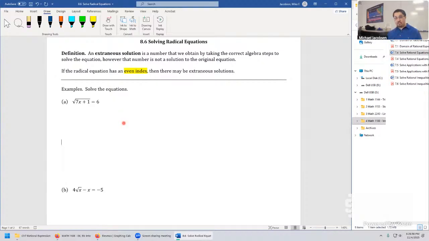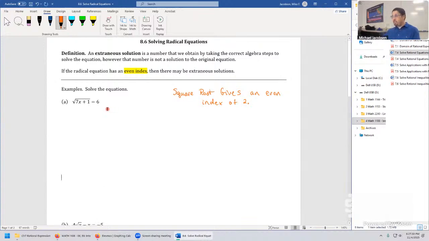And just like with that section on rational equations, a lot of different things can happen. Sometimes there's no solutions, sometimes only one value is a solution, and sometimes everything solves the equation, it just depends on the problem. So even index is the major thing we're looking for. And on part A, we have a square root, so there's an even index. Square root gives an even index of 2.